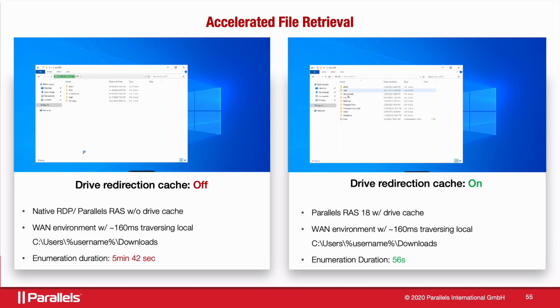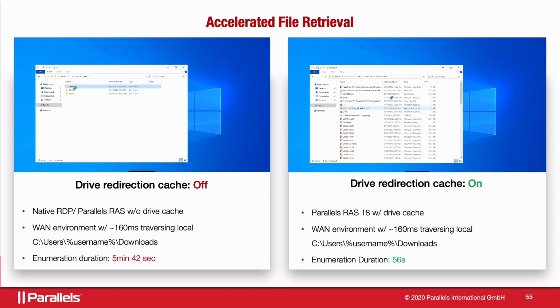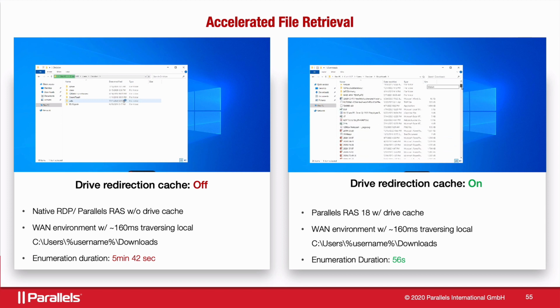So without redirection cache enabled, enumerating duration would be taking, in this case, almost 6 minutes. And on the right side, the whole process will be less than a minute. So opening folders, saving the files, and locating them, which used to be a big request or complaint from our customer base saying, hey, this is taking too much time to load, especially trying to find folders in custom folders, it is a huge difference.